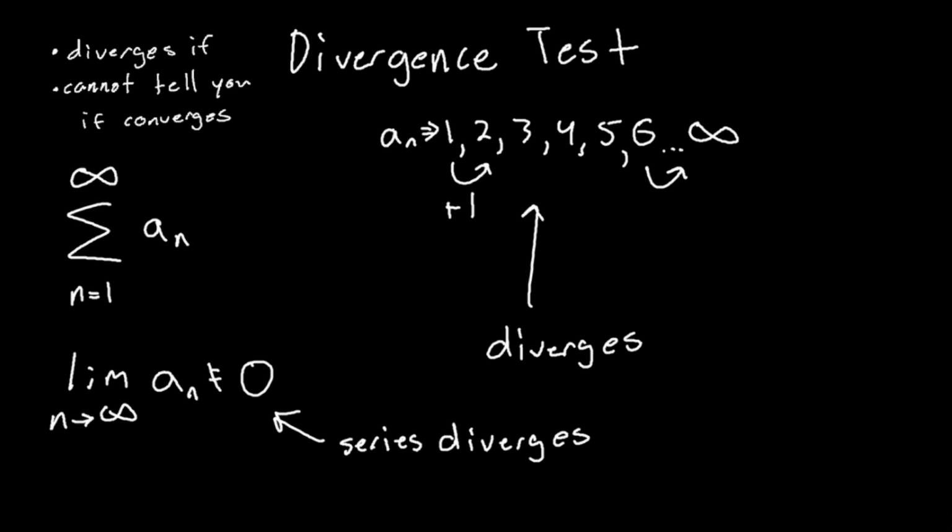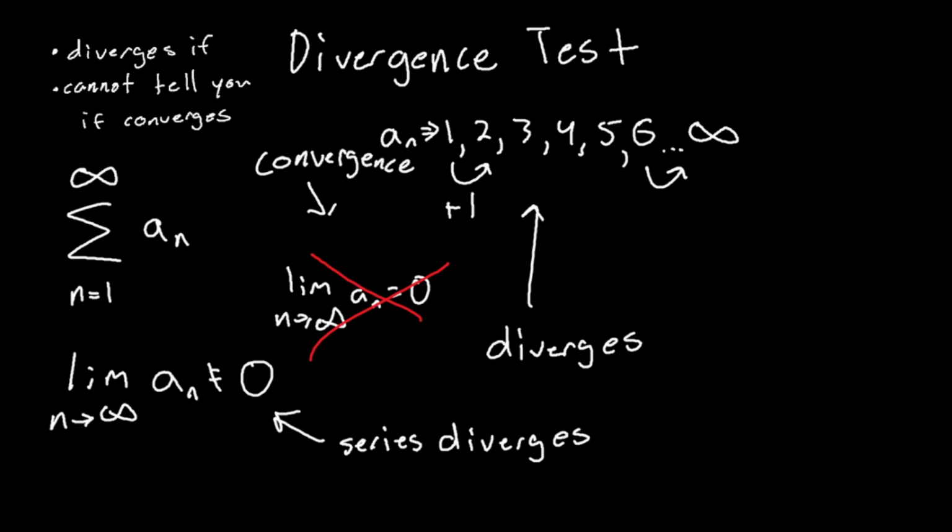I'll do problems on that for you guys so you can actually learn how to use this. But keep in mind, if the limit as n approaches infinity of a of n does equal 0, this does not determine convergence. Let's put a red X to make it more dramatic. Do not do that. Do not say that it converges, or I'll choke you out.